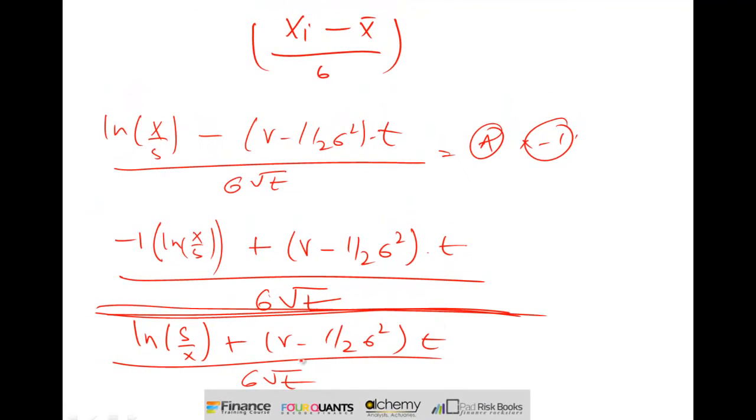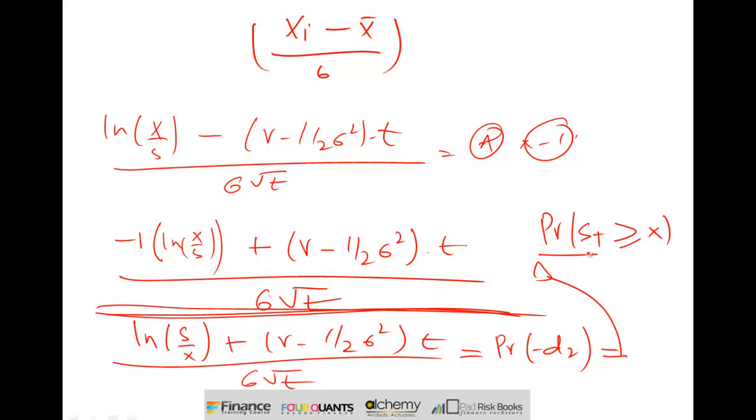Separate this out. And this is effectively our PR minus D2, which is the probability that ST is greater than or equal to X.